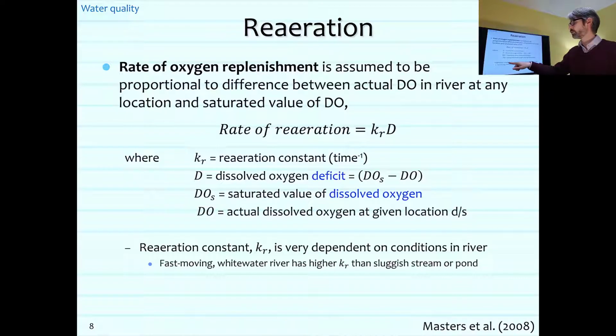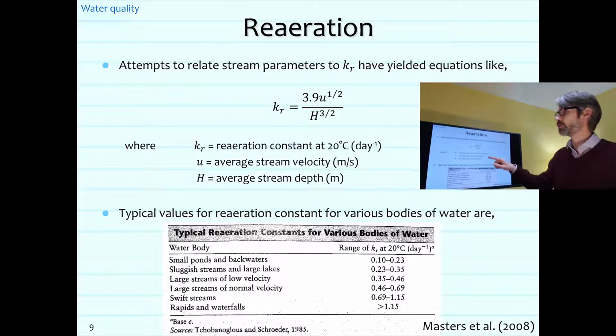The reaeration constant Kr is very dependent on conditions in the river, and so you want to choose the right value. Fast-moving whitewater rivers will have a higher Kr than sluggish streams or ponds. Attempts to relate the stream parameters to Kr have yielded a number of empirical equations like this. Here, Kr is the reaeration constant at 20 degrees Celsius, U is the average stream velocity to the 1/2 here, and H is the average stream depth.